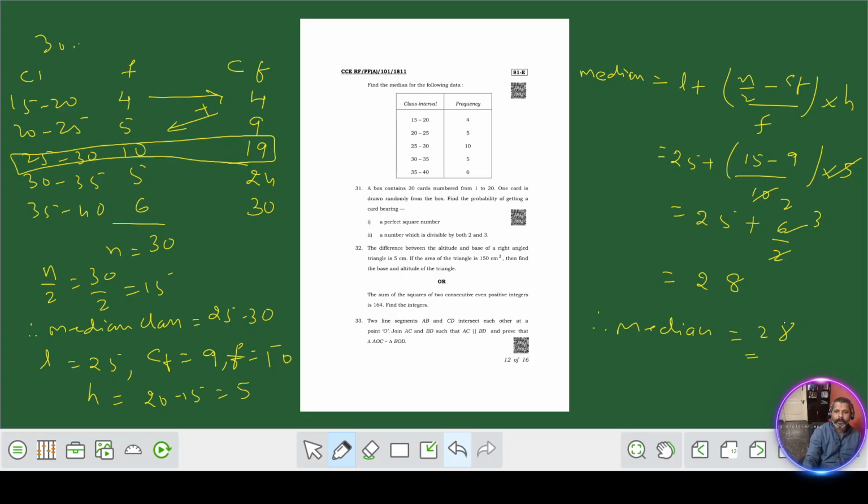Students, pay attention here. Once you find the value, how do you validate whether what you found is correct or not? For that, the median value should lie in the median class which you got while solving. So 25 to 30 is the median class Ci, right? So 28 lies in 25 to 30. Therefore, your answer is perfect. Clear? We'll go to the next question.